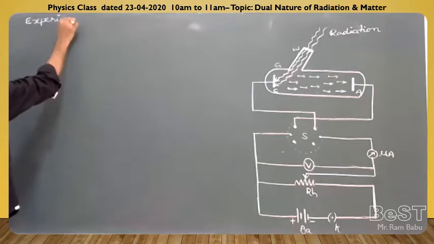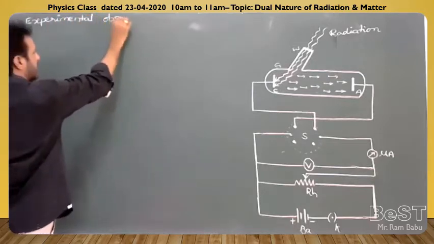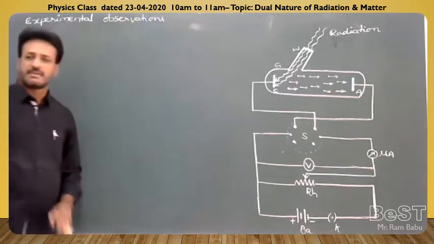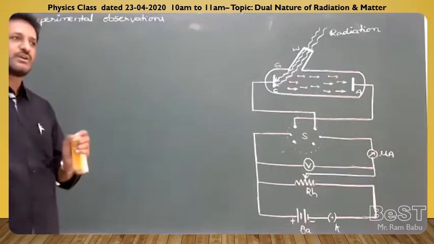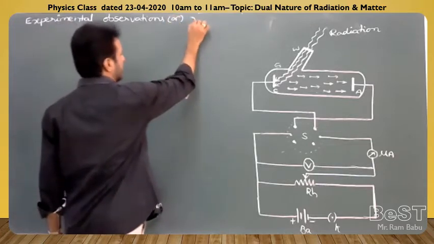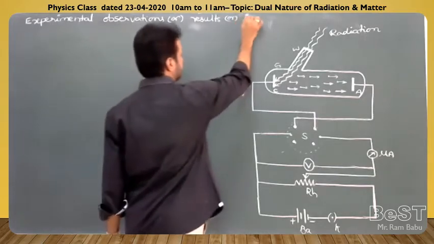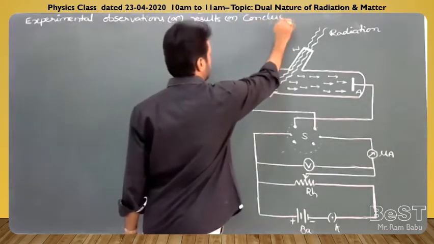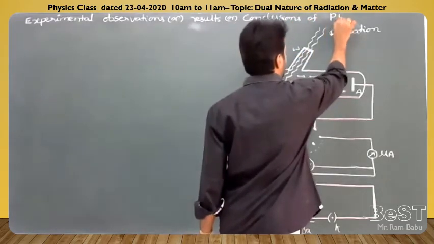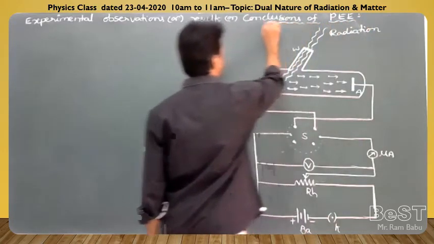It is one of the important 5 marks questions for PUC. Sometimes they may ask what are the experimental results, facts or conclusions, all meaning the same. What are the experimental observations, results or conclusions of the photoelectric effect? Here I am writing a short form PEE, which indicates photoelectric effect.